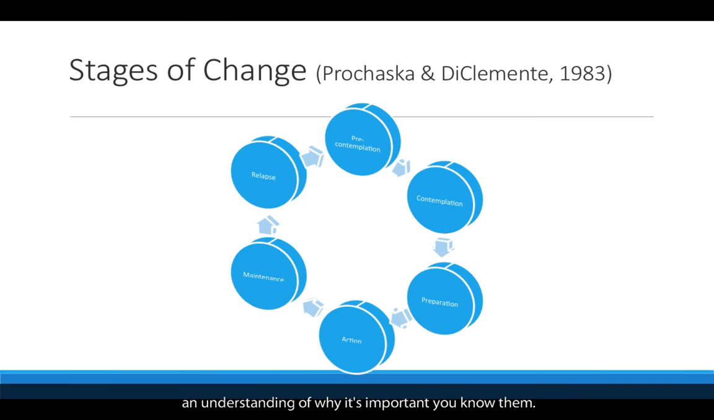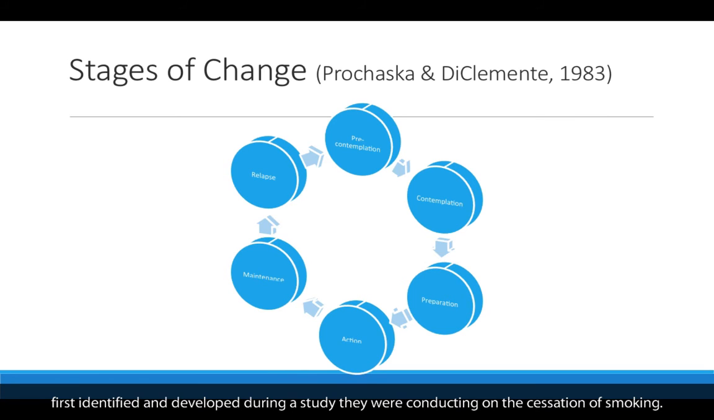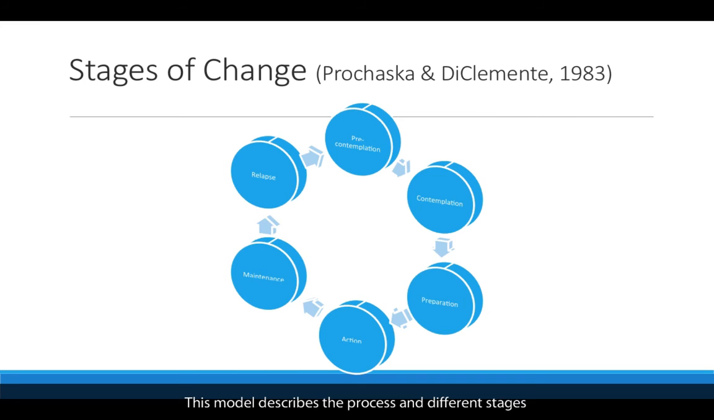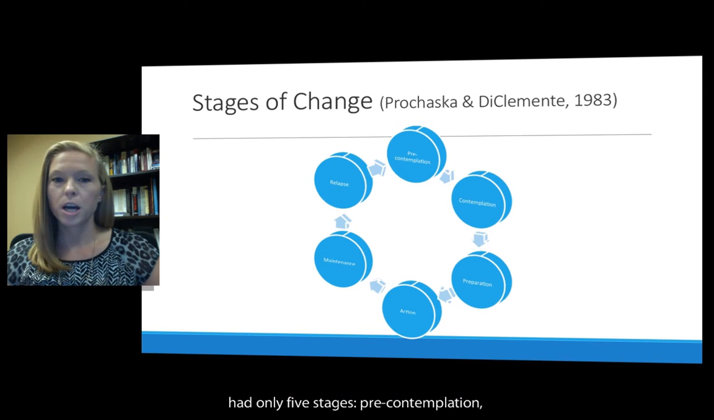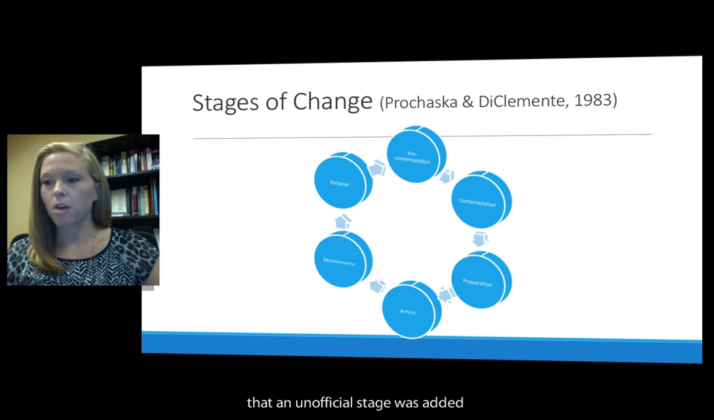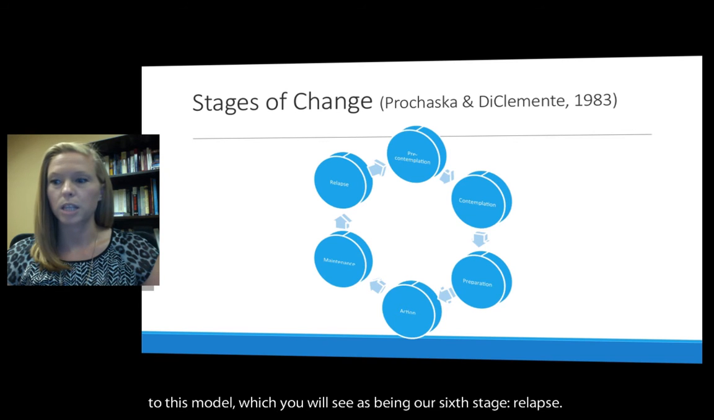To start us off, we're going to talk about the Stages of Change model. The Stages of Change model was developed by researchers Prochaska and DiClemente in 1983. The model was first identified and developed during a study they were conducting on the cessation of smoking. This model describes the process and different stages that individuals go through on their way to change and originally had only 5 stages: pre-contemplation, contemplation, preparation, action, maintenance, and then it wasn't until later on that an unofficial stage was added to this model, which you'll see as being our 6th stage, relapse.